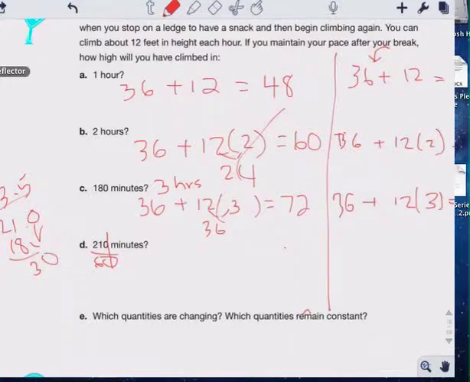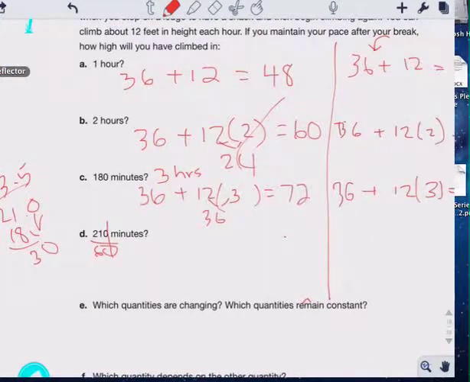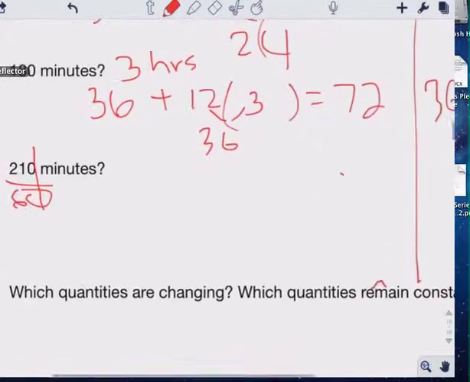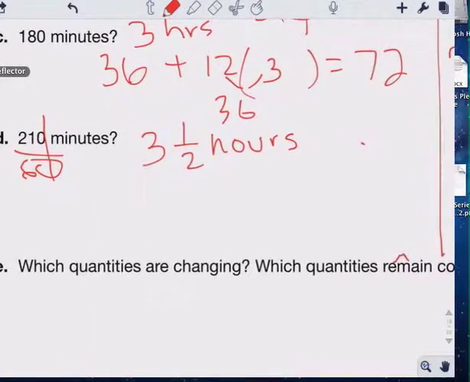How many hours? 3.5 is 3 and a half. 0.5 is a half an hour. So this is 3 and a half hours. Okay? You got this. Yes, 3 and a half hours.